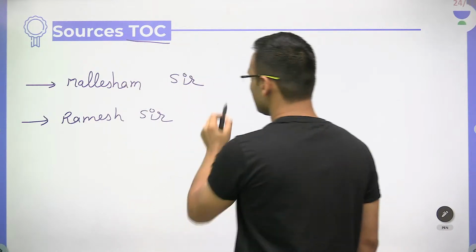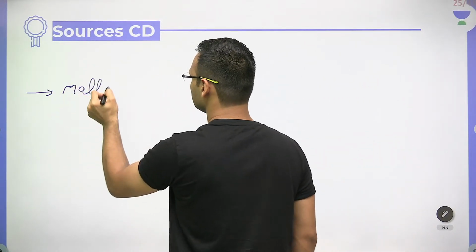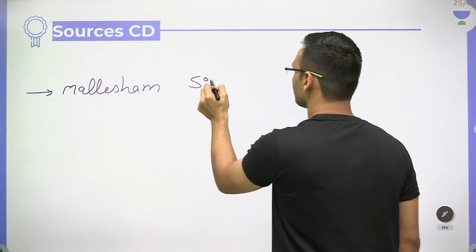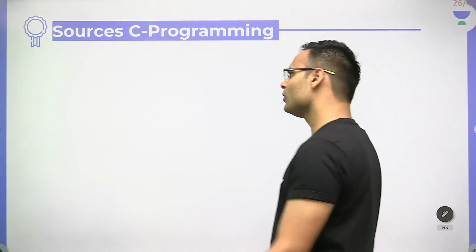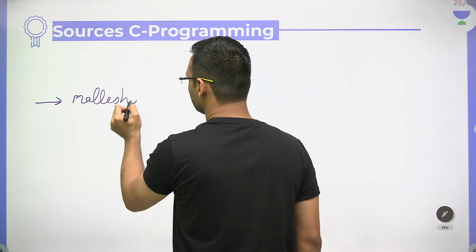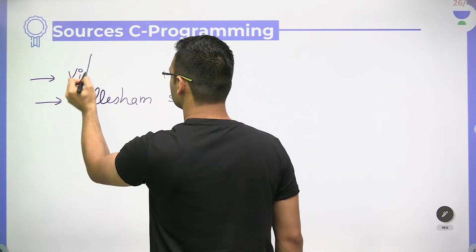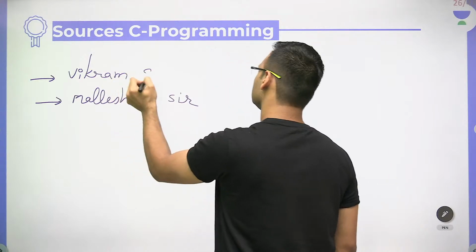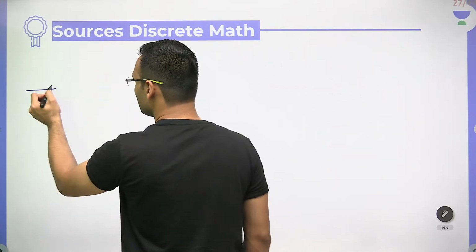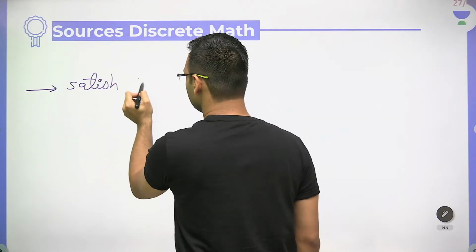CD and TOC, same to same, Mallesham Devasane sir. You will get a good playlist by Mallesham sir for CD also. C programming also, I will recommend just go with a playlist by Mallesham sir. And we have another playlist by Vikram sir also, Vikram Chauhan sir. Discrete math, you have one playlist by Satish Yadav sir on the same channel, this channel only.